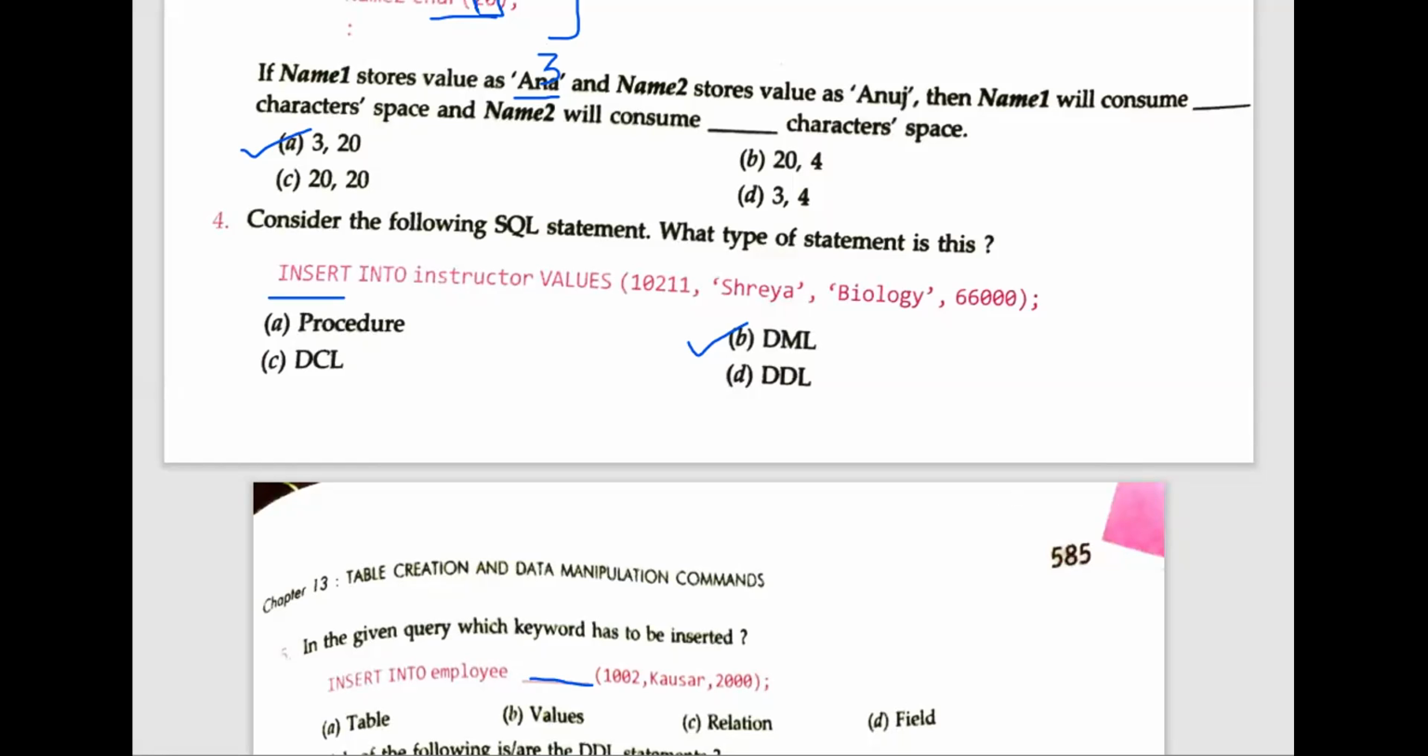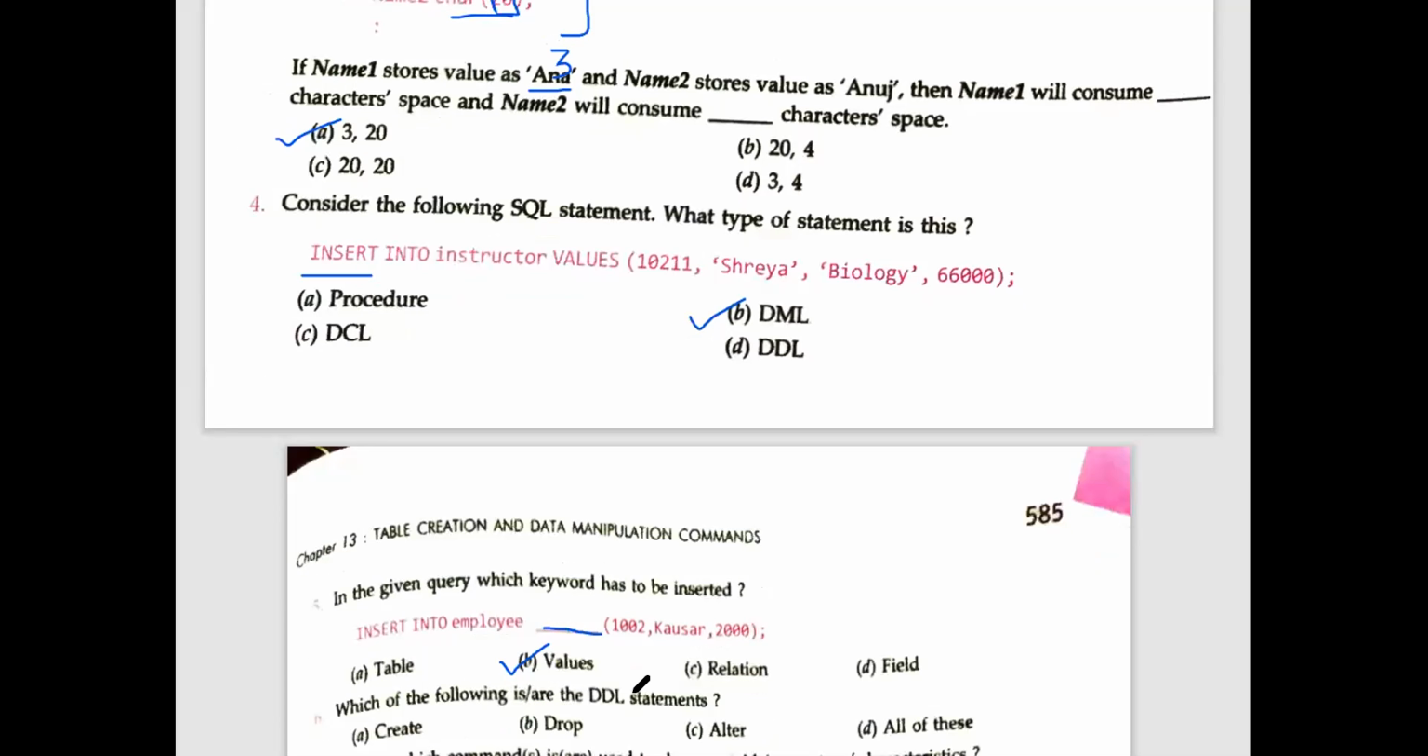Okay, very good, Richa. You have also given the answer and the answer is correct. That is also good. Okay, the answer is the values part. Values means here we are writing insert into employee and then values. Okay, again they are asking which of the following are DDL statements.